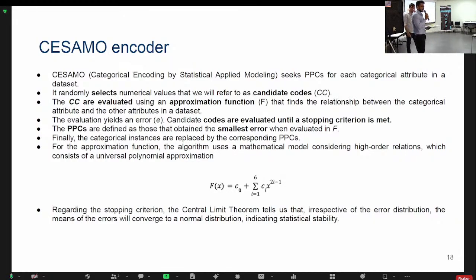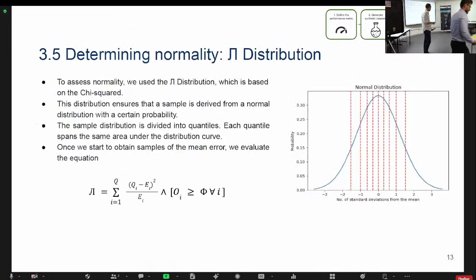Thank you. Any other questions? Could you tell us, please, why do you have to use a special distribution to determine whether the samples that you're getting are normally distributed?